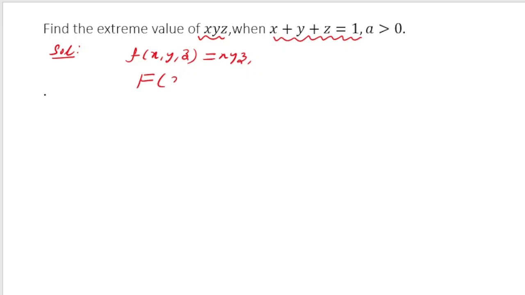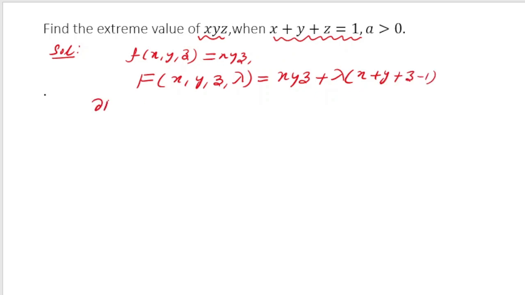So the first step is to write the auxiliary function, that is F of x comma y comma z, and then the Lagrange multiplier lambda. So that will give me xyz plus lambda times the constraint, that is x plus y plus z minus 1.